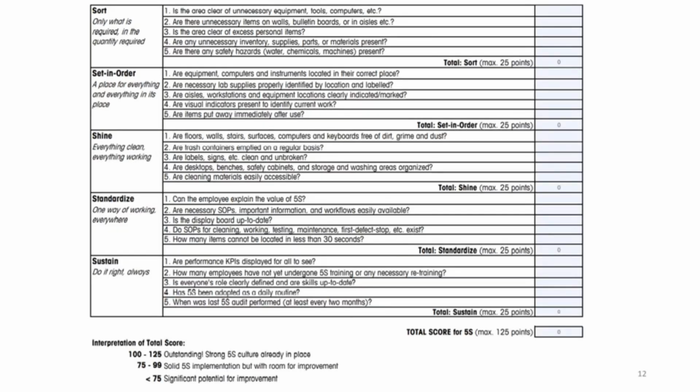So here is just one example of the 5S audit checklist the company can use to check whether the 5S standards are being followed.